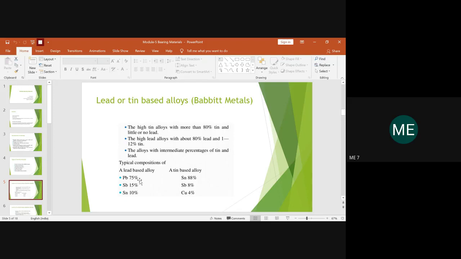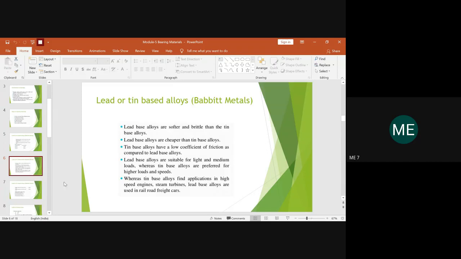So if you have a high content of lead, you call that a lead based alloy. If you have high content of tin, then you will call that a tin based alloy. So this classification and bifurcation you have to be aware of. By looking into the combination, you can tell whether it is a lead based alloy or a tin based alloy. So I'll just complete one type of alloy, then I will take the attendance.